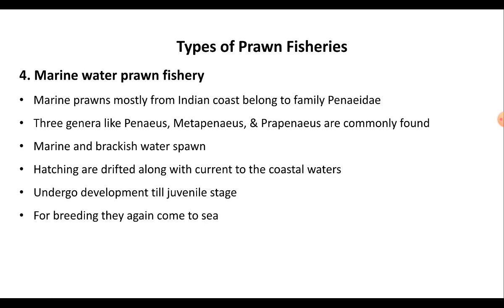The fourth one is the marine water prawn fishery, where marine prawns, mostly from the Indian coast, belong to the family Penaeidae and the three genera Penaeus, Metapenaeus, and Parapenaeus. They are commonly found in marine water, where marine and brackish water are used for spawning. After spawning, the hatchlings are drifted along with the current to the coastal waters, where they develop till the juvenile stage, and for breeding purposes they come back to sea.